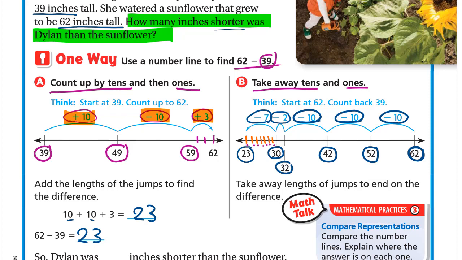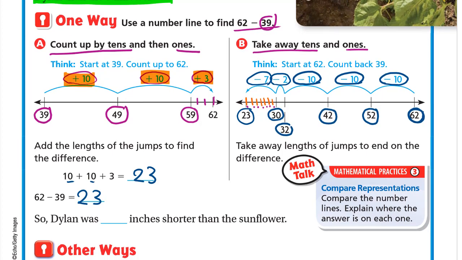Okay, so it depends which way you like. Do you like counting by tens, then ones, or taking away tens and ones? Okay, so here are both ways using the number line. You can use whatever you want. If you want to count by tens and ones, you start with the smaller number and count until you get the bigger number, the 62.